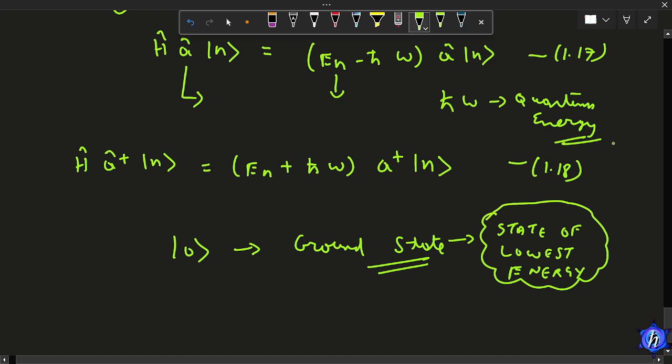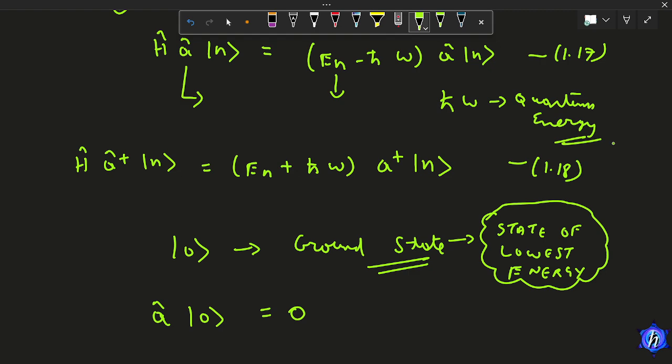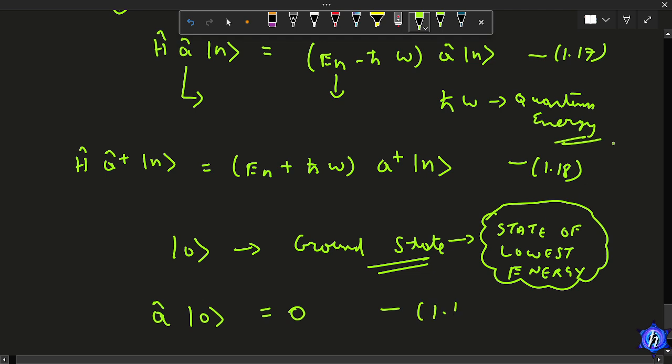So this is the state of lowest energy. It's called the ground state in quantum mechanics. If the annihilation operator acts on this ground state, it cannot produce a state any lower than this energy. This state must be totally annihilated by the operator A hat. That is why the annihilation operator A hat must totally annihilate the state. So this will be our equation 1.19.